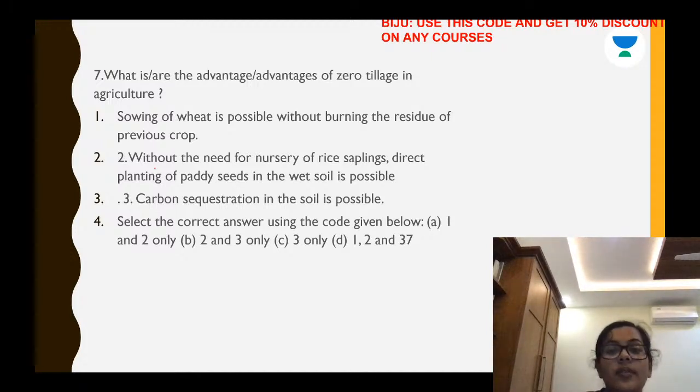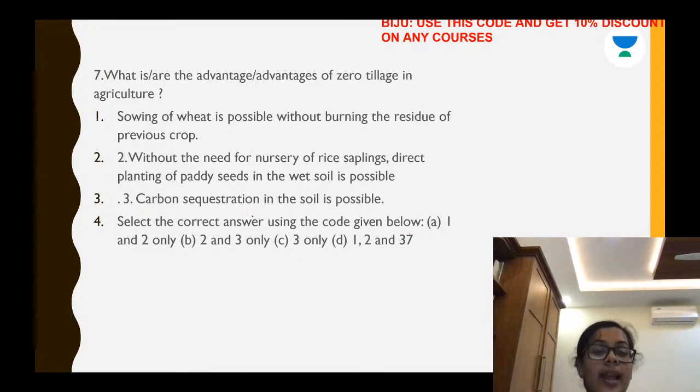So what are the advantages and disadvantages? Go through the question. The answer is what? Sowing of wheat is possible without burning the residue of the previous crop, without the need of rice sapling. Direct planting of paddy seeds in wet soil is possible. Carbon sequestration in soil is possible.